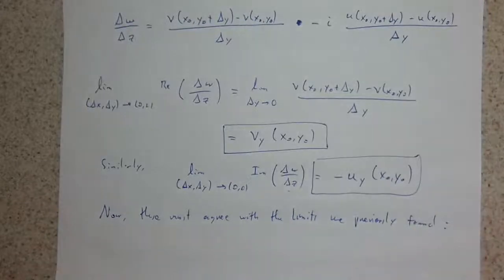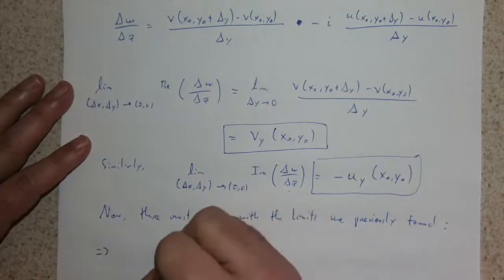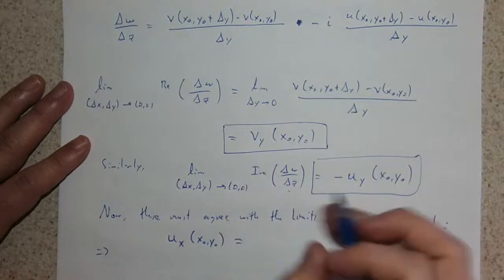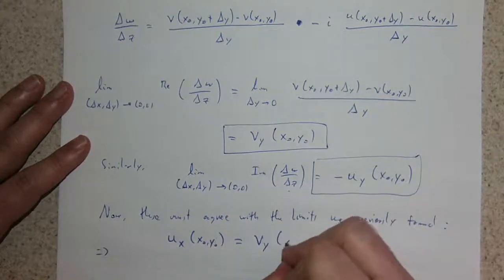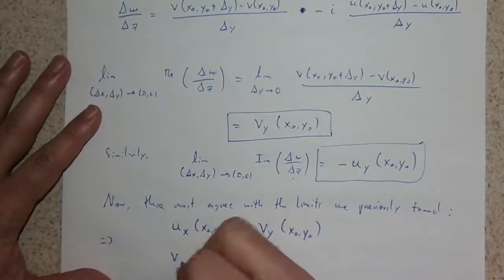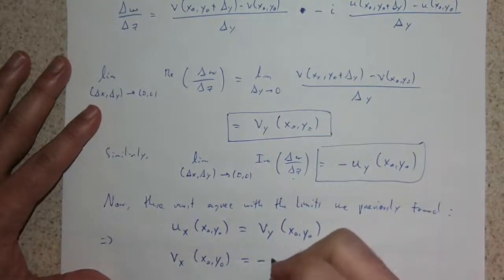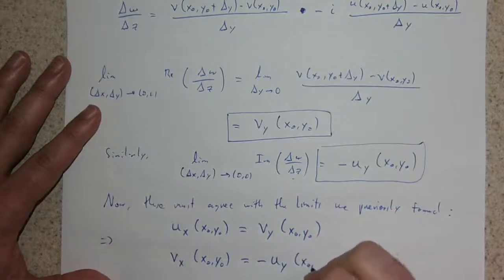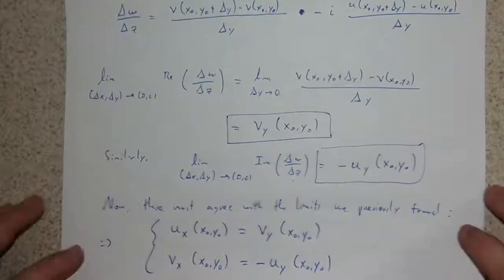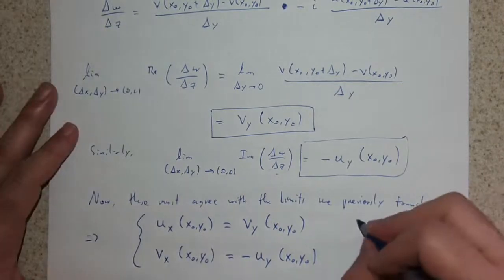So then what this implies is that the x partial of u at x naught y naught must be equal to the y partial of v at x naught y naught. And the x partial of v at x naught y naught must be equal to minus the y partial of u at x naught y naught. So I get these two equations that must be simultaneously satisfied. These are known as the Cauchy-Riemann equations.